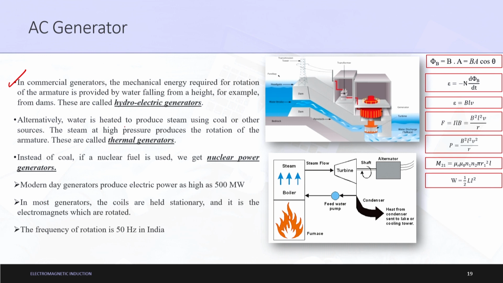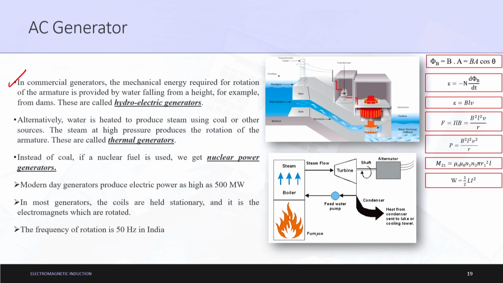alternatively water is heated to produce steam using coal or other sources. This is one of the typical examples from very long years, where water is being heated using coal or other different non-renewable sources. This steam at high pressure produces the rotation of the armature, and these are called thermal generators. If I am not wrong, this is the figure here telling us about this.